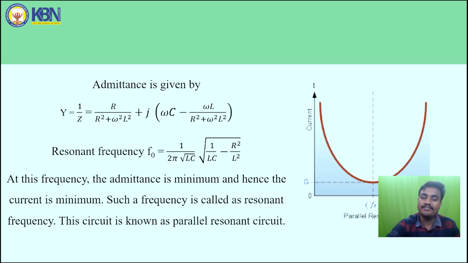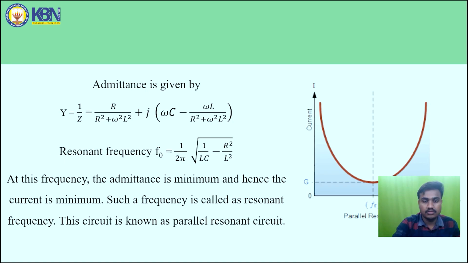The resonant frequency f0 is given by 1 by 2 pi square root of (1 by LC minus R square by L square), where L is the inductance of the inductor, C is the capacitance of the capacitor and R is the resistance of the resistor. Substituting all these values, we can get the resonant frequency for an LCR parallel resonant circuit.